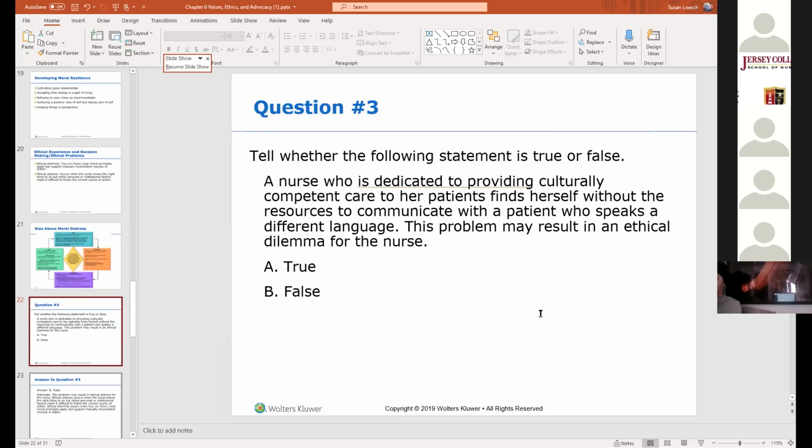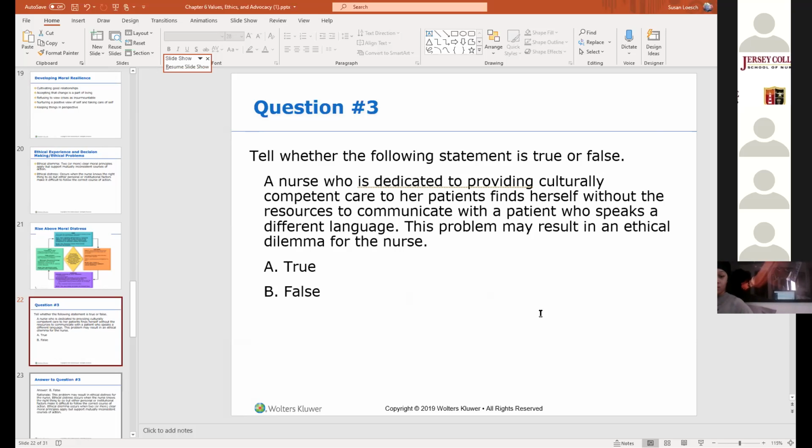Tell whether the following statement is true or false. A nurse who is dedicated to providing culturally competent care to her patients finds herself without the resources to communicate with a patient who speaks in a different language. This problem may result in an ethical dilemma for the nurse. True or false? What do you think?